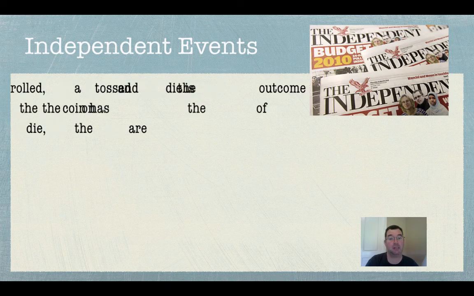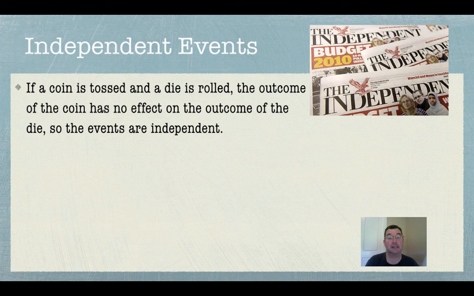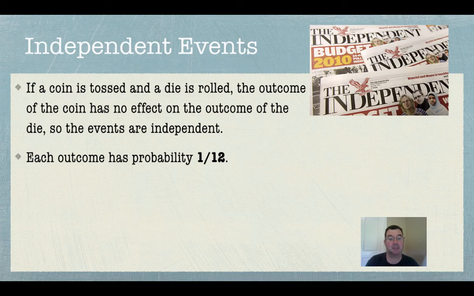So let's talk about independent events. Let's say a coin is tossed and a die is rolled. Well, the outcome of the coin doesn't really affect the outcome of the die. They're independent from each other. Okay? And so each outcome has a probability of 1/12. So each probability for the coin has probability 1/2. Each outcome for the die has 1/6. So if you multiply those fractions, you get 1/12.